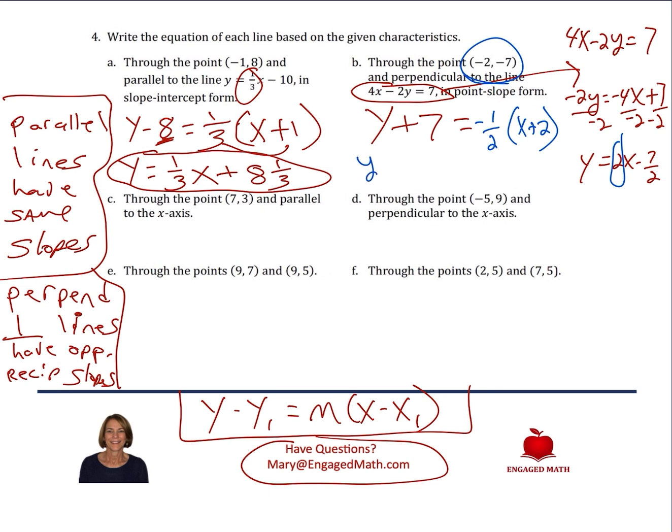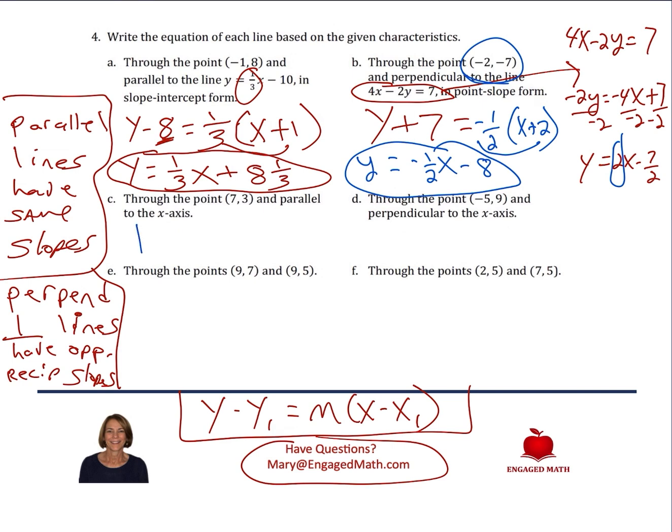Okay, so now I'm going to forget about that 7 for 1 minute, but I know I'm going to subtract it. But I'm first going to distribute that negative 1/2. So y equals negative 1/2 x. And then negative 1/2 times 2 is going to give me a negative 1, but then I'm also going to subtract 7. So my final answer will be negative 8. Okay, let's go to the next one.